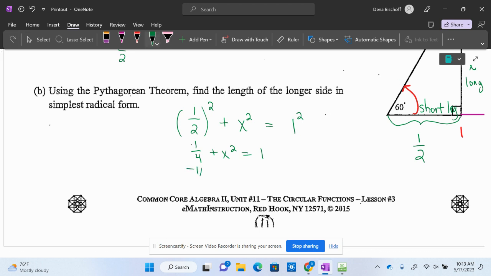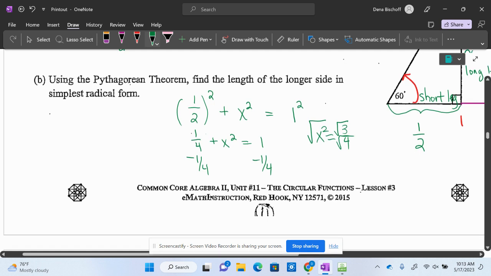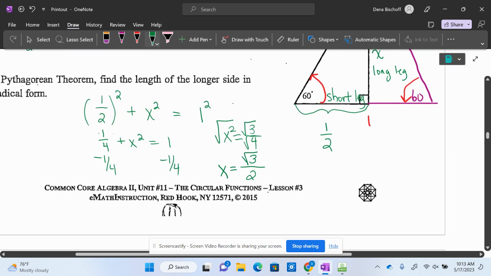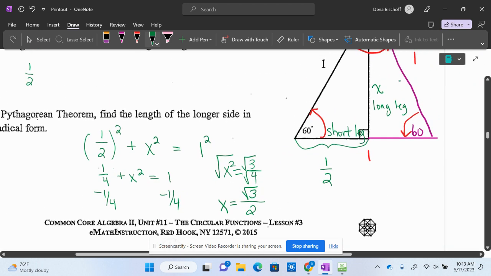So I'm going to subtract 1/4 from both sides. And that gives me x squared equals 1 minus 1/4, which is 3/4. I have to take the square root of both sides. Remember, when we take the square root of a fraction, we just break it up: the square root of the numerator, the square root of the denominator. So x equals, well, the square root of 3 is some hideous decimal, so we're going to leave it as the square root of 3. But the square root of 4 is a nice integer, 2. So that means that my long leg has a measure of the square root of 3 over 2.